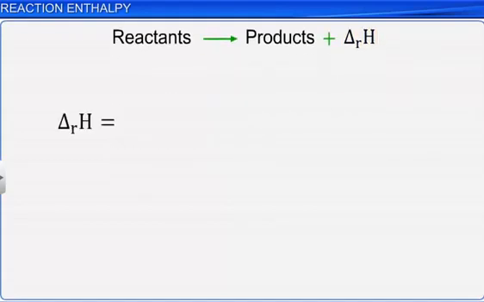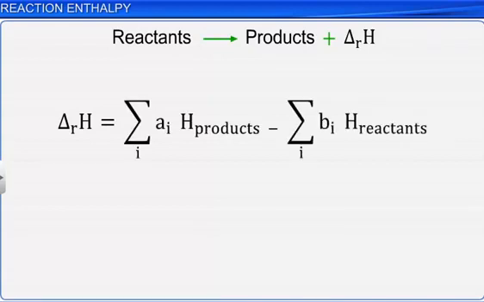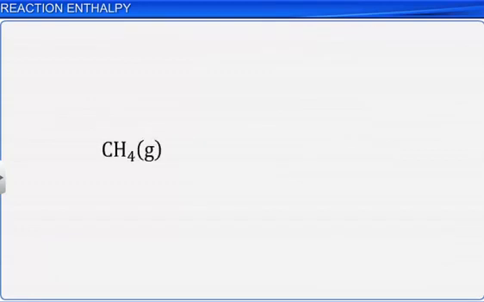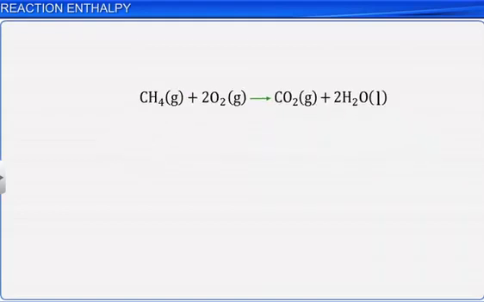Enthalpy of a reaction is expressed as the summation of enthalpies of products minus the summation of enthalpies of reactants, where ai and bi are the stoichiometric coefficients of the products and reactants respectively in the balanced chemical equation. For example, the enthalpy change for the reaction of 1 mole of methane with 2 moles of oxygen forming 1 mole of carbon dioxide and 2 moles of water may be represented as follows.